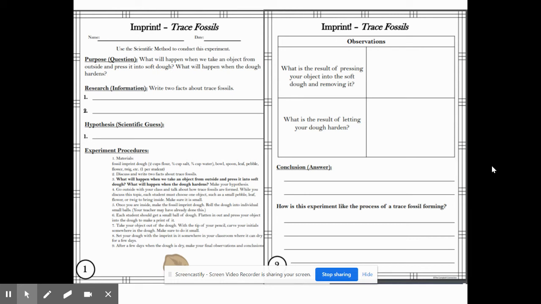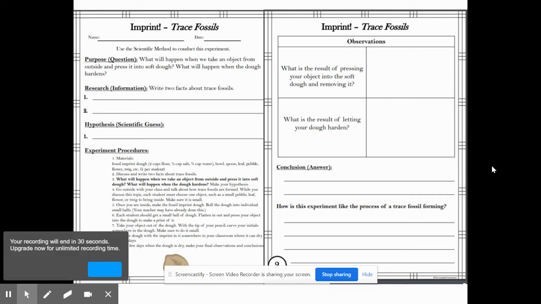You should have your materials, which are 2 cups of flour, half a cup of salt, 3/4 cups of water, a bowl, a spoon, and a leaf, pebble, flower, twig, etc. that you found outside.